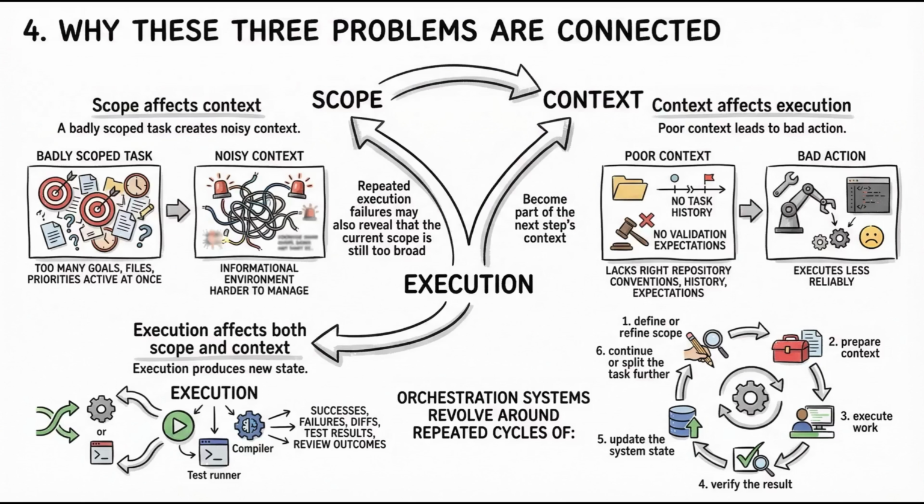Because these three elements are so closely connected, modern orchestration systems revolve around a repeating cycle. First, you define or refine the scope. Second, you prepare the context. Third, you actually execute the work. Fourth, you verify the result. Fifth, you update the system state with what just happened. And sixth, you either continue the task or split it down even further. By moving through this continuous loop, we keep scope, context, and execution perfectly aligned and moving forward.